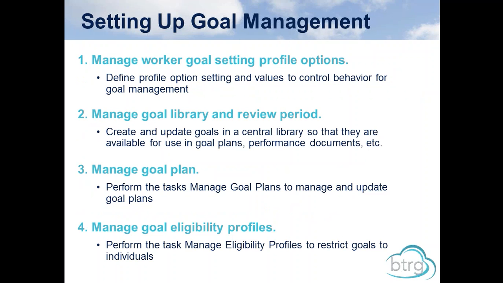So first, you would set options to specify the features you'd like to use. Next, you would add goals to a goal library. The goal library is a central place where your users can get pre-populated goals to use, and your HR specialist adds them in advance. You'll also need to add a review period, since in HCM Cloud, all goals need to be organized around business cycles. Step 3, you would manage your goal plans, which can be assigned to individuals, a selected group, a general population.